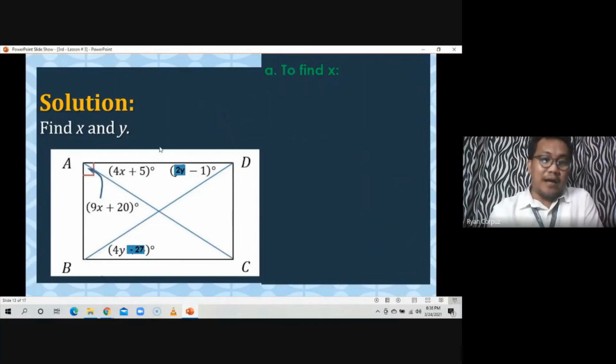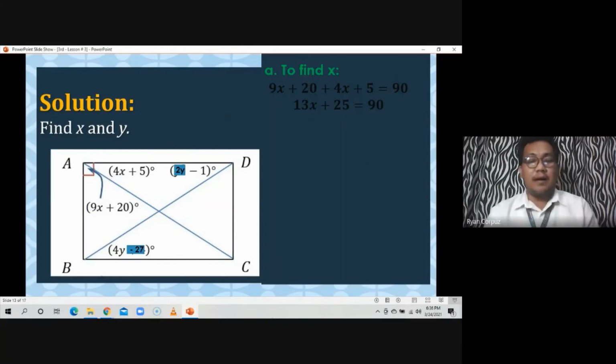So when we add these two angles, it will be equal to 90 degrees. By knowing that, we can solve for the value of x. We equate these two measures of angles to 90 degrees just for us to find x. So that would be 9x plus 20 plus 4x plus 5 is equal to 90. Then I combine similar terms: 9x plus 4x is equal to 13x, and 20 plus 5 is equal to 25, is equal to 90.